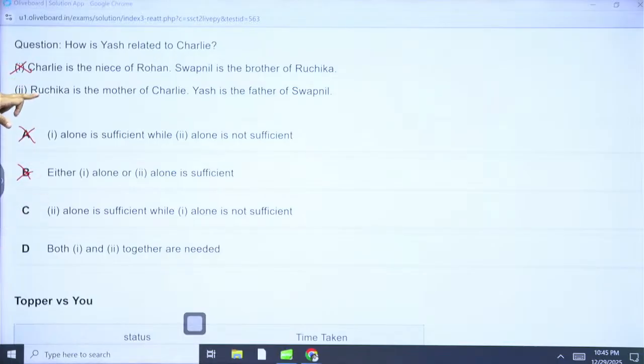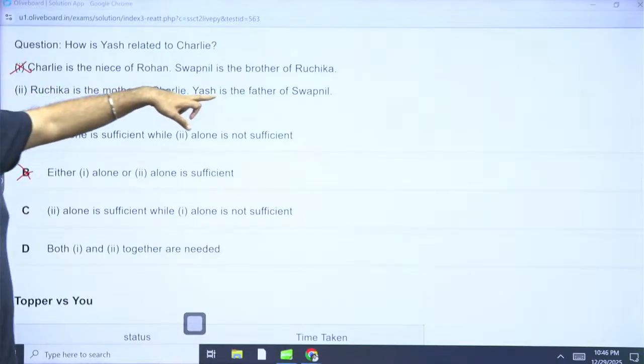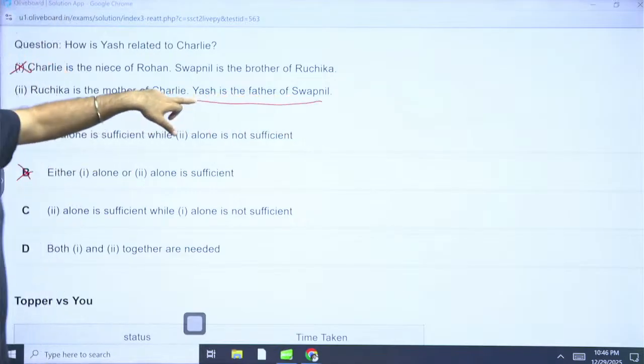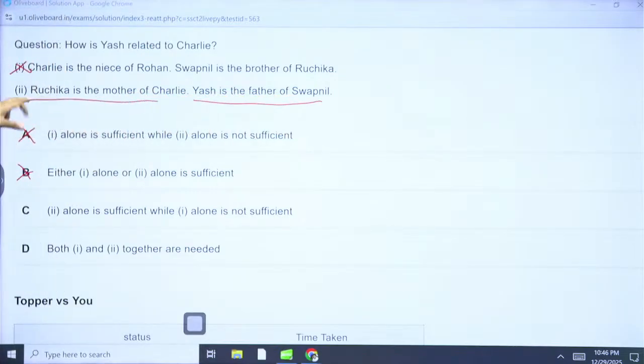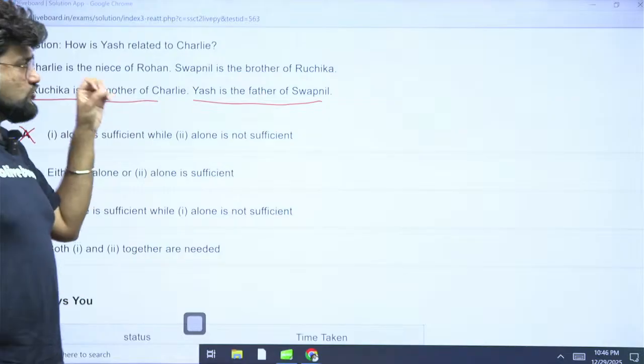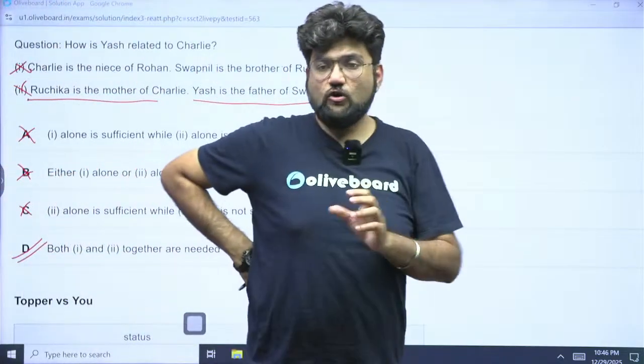Now 2 alone. Ruchika, mother of Charlie. Yash is the father of Swapnil. See, Yash and Swapnil, Ruchika and Charlie. They are individually connected. We don't know anything about this. So 2 is also gone. There is no other option apart from this one. So it is going to work. You actually don't have to check it. And even if you read it, you don't have to find the relation.